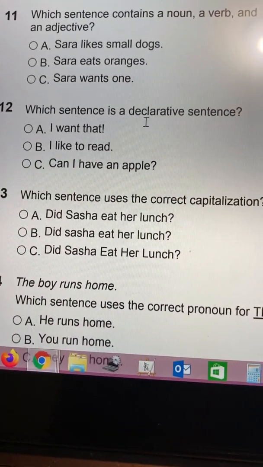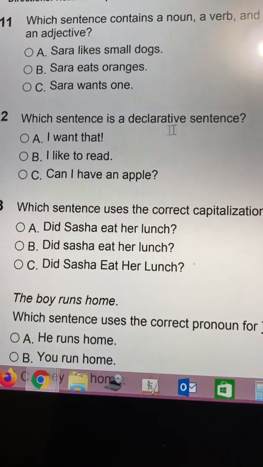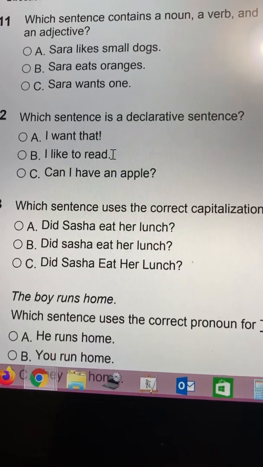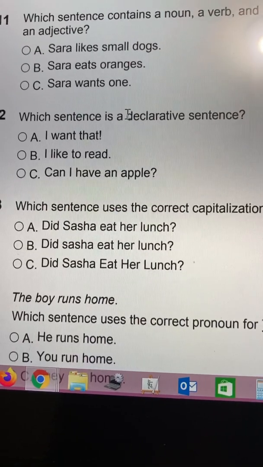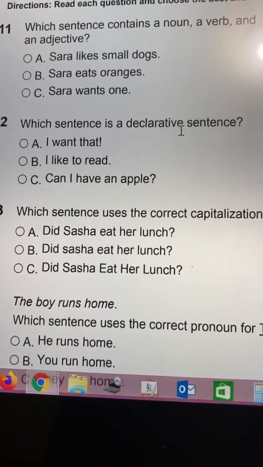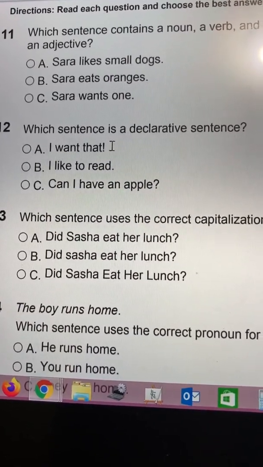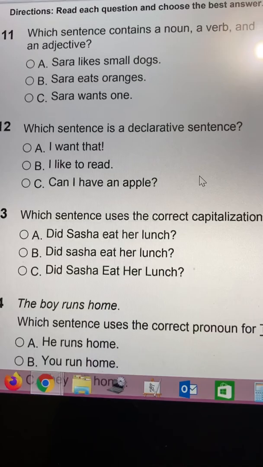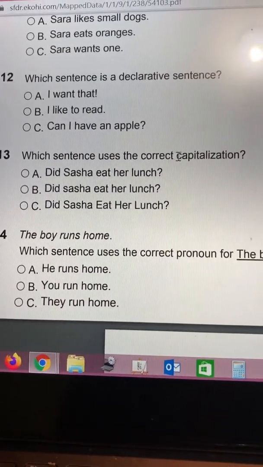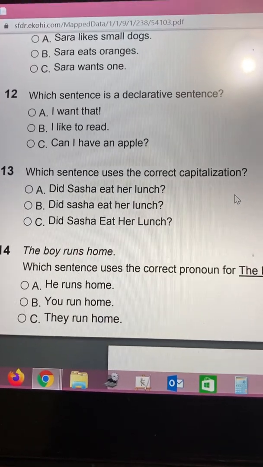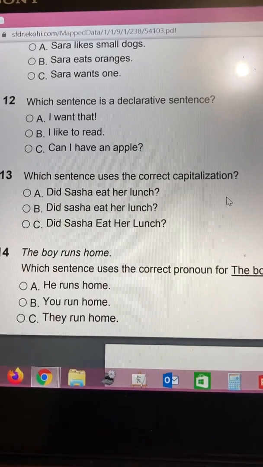Okay, which sentence is a declarative sentence? What does a declarative sentence end with? An exclamation mark, a period, or a question mark? Okay, we went over declarative, interrogative, and exclamatory sentences in class. So all you need to do is look at the ending. Which one is a declarative sentence? Which sentence has its correct capitalization? Remember what we capitalize? The beginning of sentences and all proper nouns. Anything that's a name.